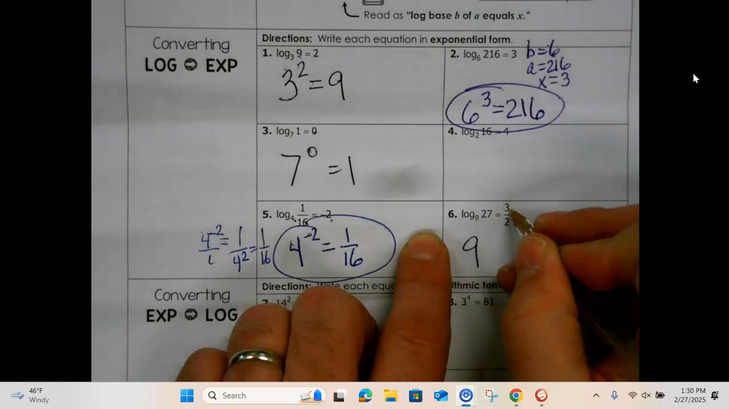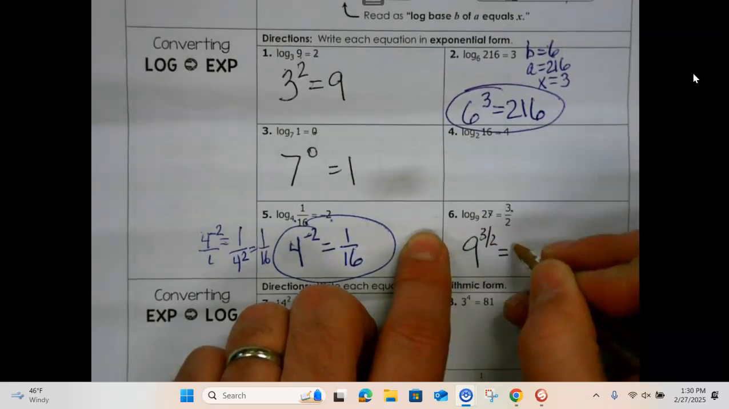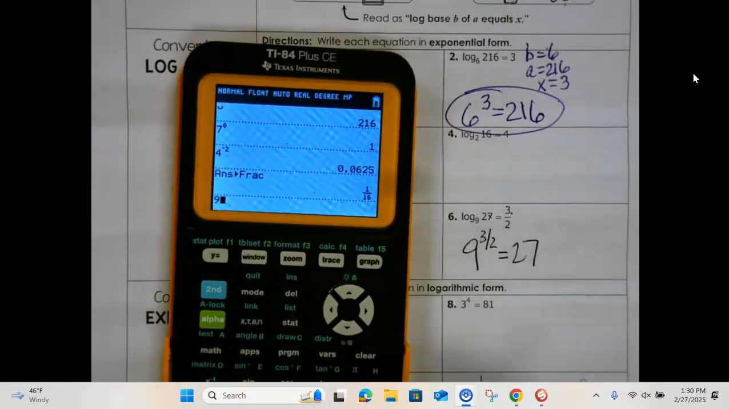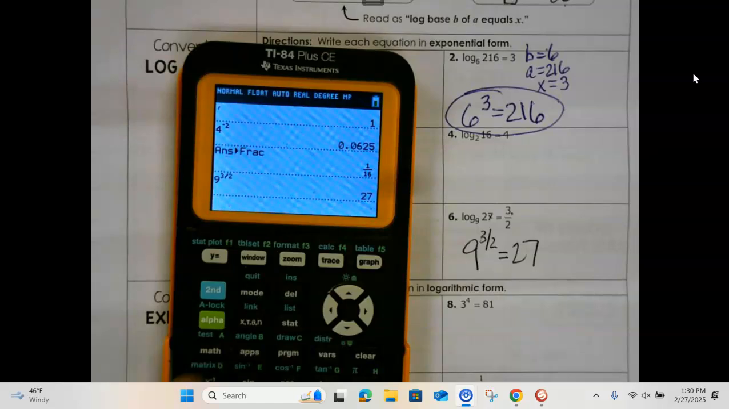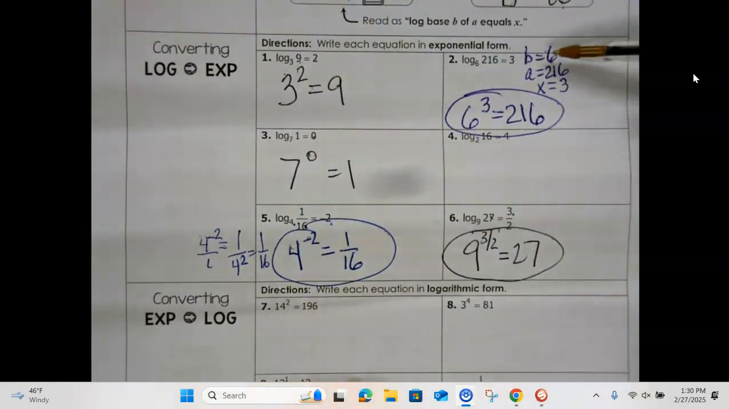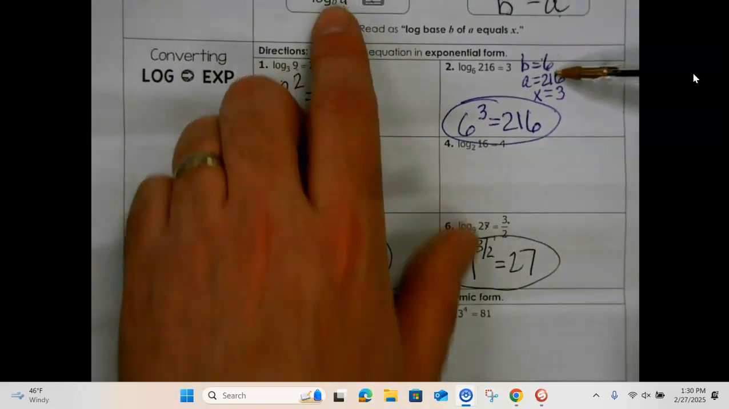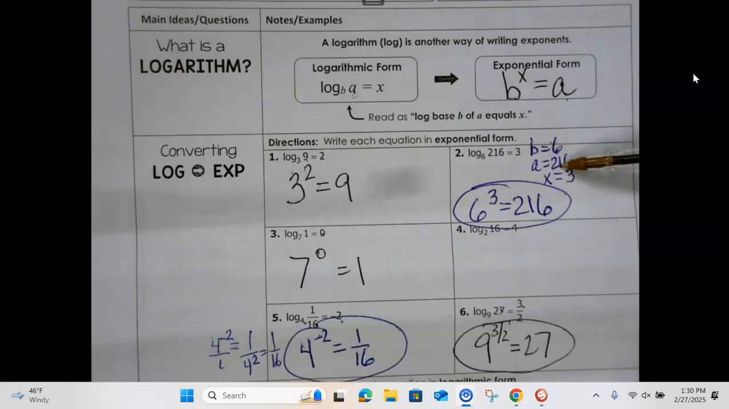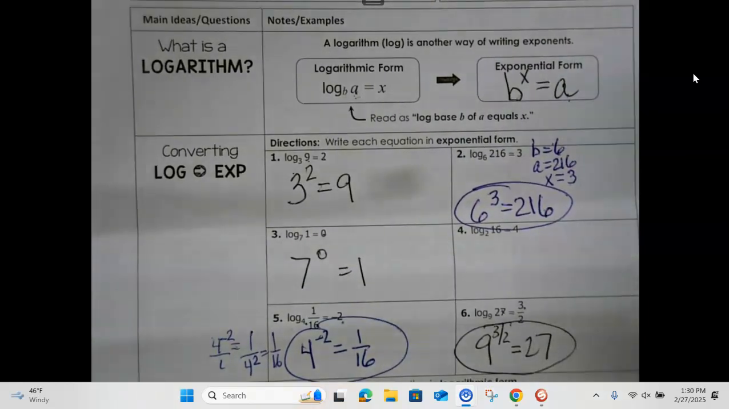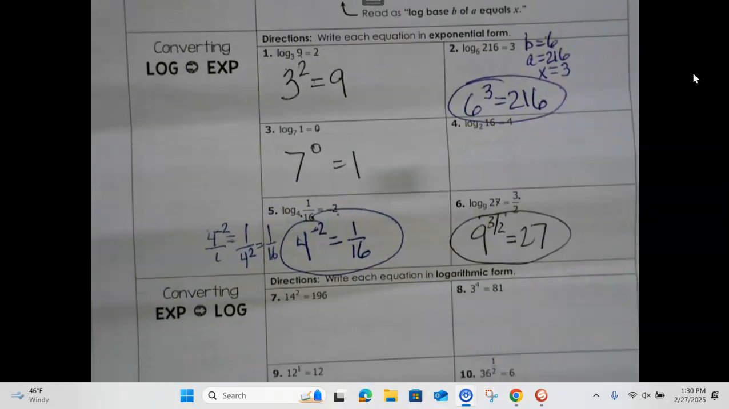Base, exponent, answer. 9 to the 3 halves is 27. Okay. Like I said, if need be, especially this first day we're doing it, if you need to look at your form and write B, A, X and then just start substituting them in, do it. If you come up to me struggling, that's exactly what I'm going to suggest that you do.